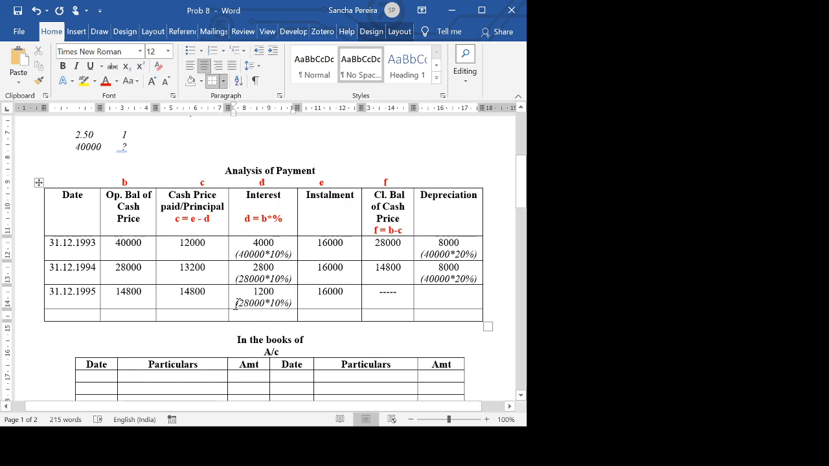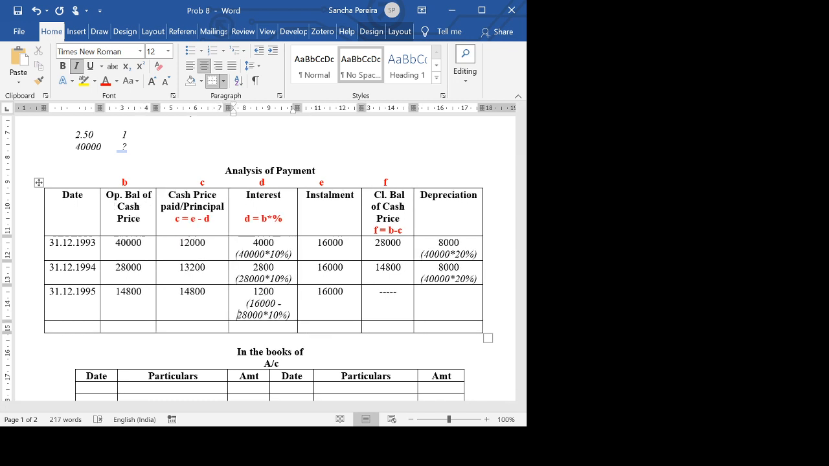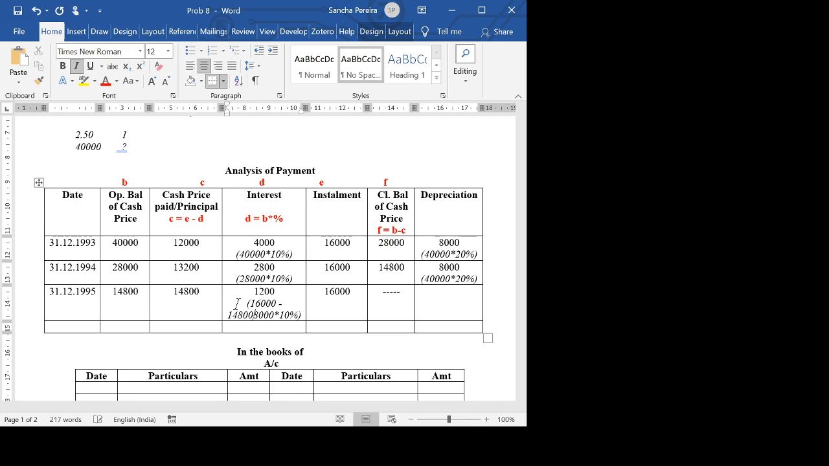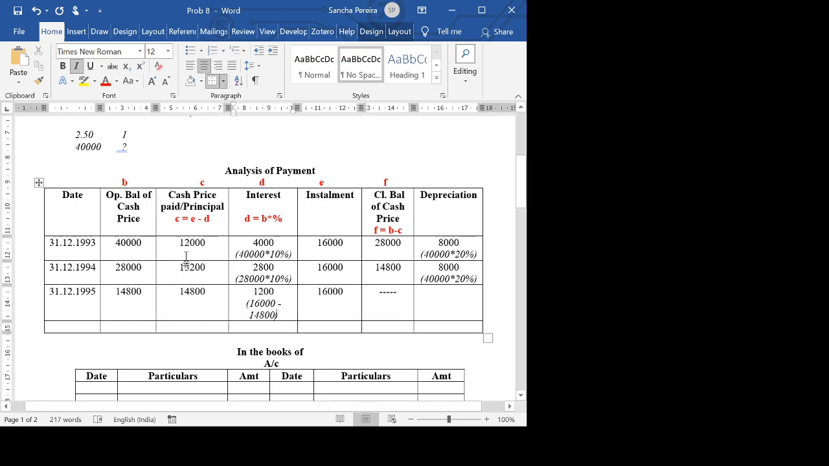How did I get this? 16,000 minus 14,800. Okay. Total it: 12,000 plus 13,200 plus 14,800 gives me 40,000. You can check it. The total interest is 8,000 and basically our hire purchase price was 48,000. If you had paid it outright, directly paid the whole amount, you would have paid 40,000. But now you're ending up paying 48,000 because you're taking it on a hire purchase basis, so you have to pay that additional interest.